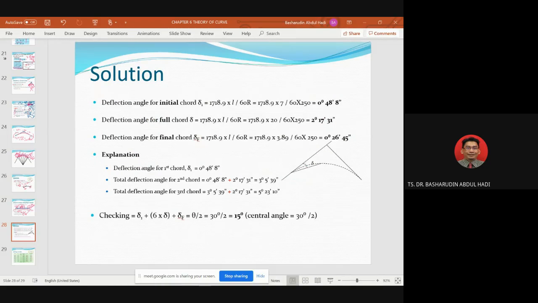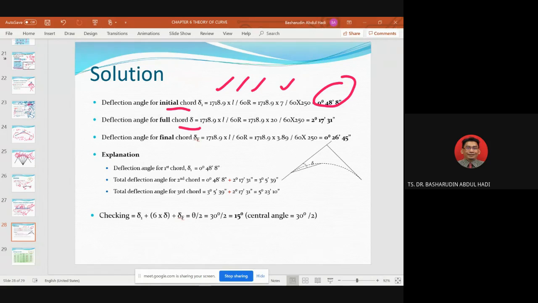So next, slide 28. How do we calculate the deflection angle for the first point, the initial one? We're using the formula 1718.9 times L divided by 60R, equal to 1718.9 times 7 divided by 60 times 250, equal to 0 degree 48 minute 8 second. So that is the deflection angle for the first chord. For the full chord, we have 6 of them right here.